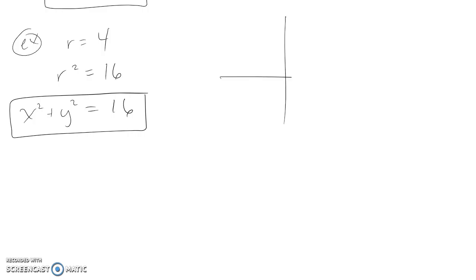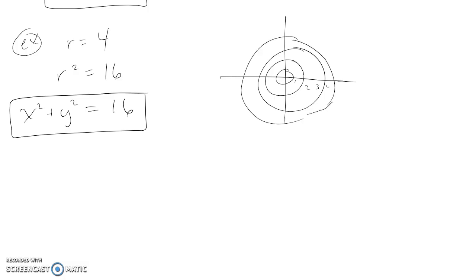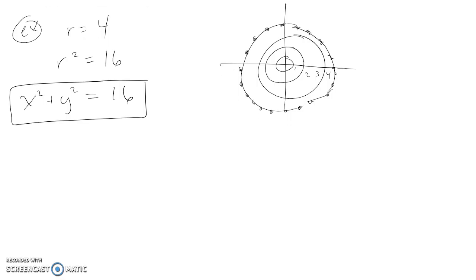Think about it for a second. If we have our polar grid, here's our circle of radius 1, circle of radius 2, circle of radius 3, I'm not making this very good because they should be even, circle of radius 4. Every point on this circle satisfies the equation r equals 4, because all of them have their first coordinate, their r coordinate, as 4. So it makes that circle. That's the idea of what we're doing here.